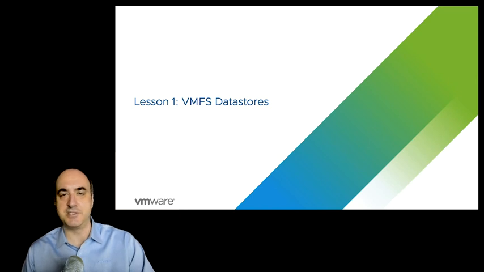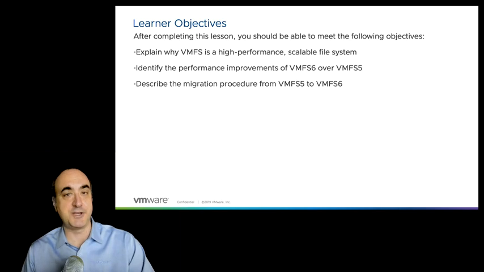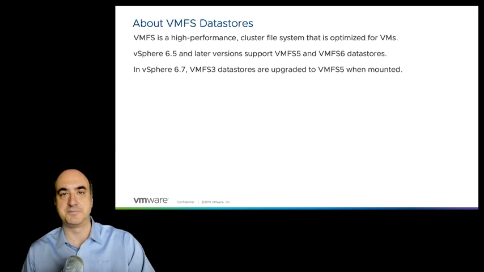Like I said, this is really just understanding some of the basics, not the introduction, but some of the basics of understanding the scalability features of the VMware file system, and especially how storage relates in vSphere, as well as how it can leverage the features in VMFS. We'll explain why VMFS is a high-performance scalable file system, identify the performance improvements that have been made with VMFS 6 over VMFS 5, and describe the migration procedure if you needed to move your virtual machine files from a VMFS 5 datastore to a VMFS 6 datastore.